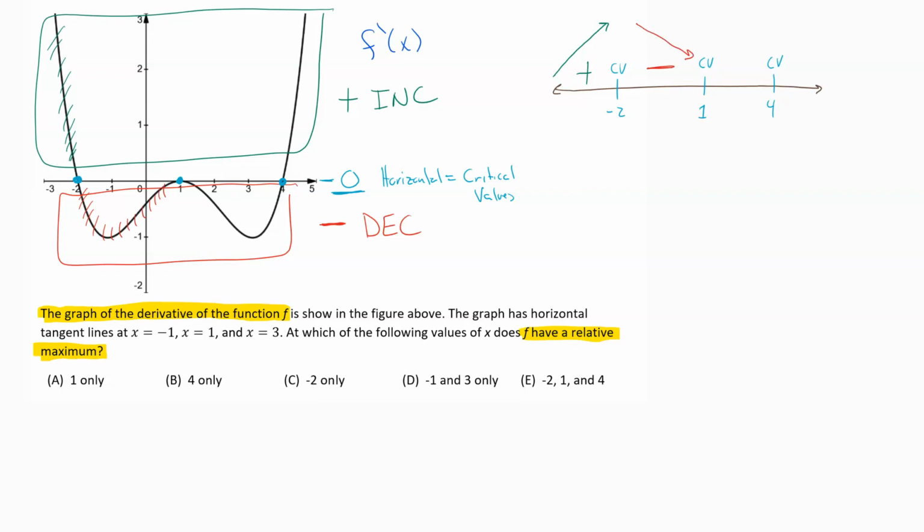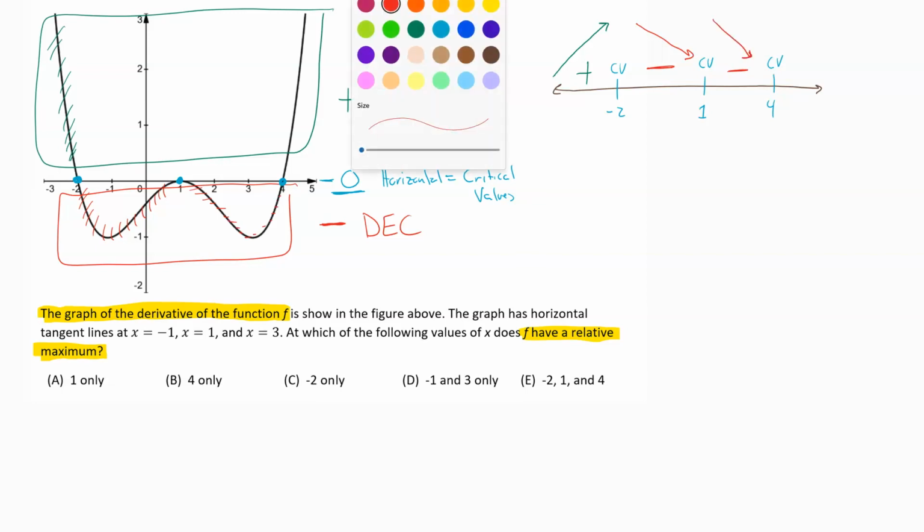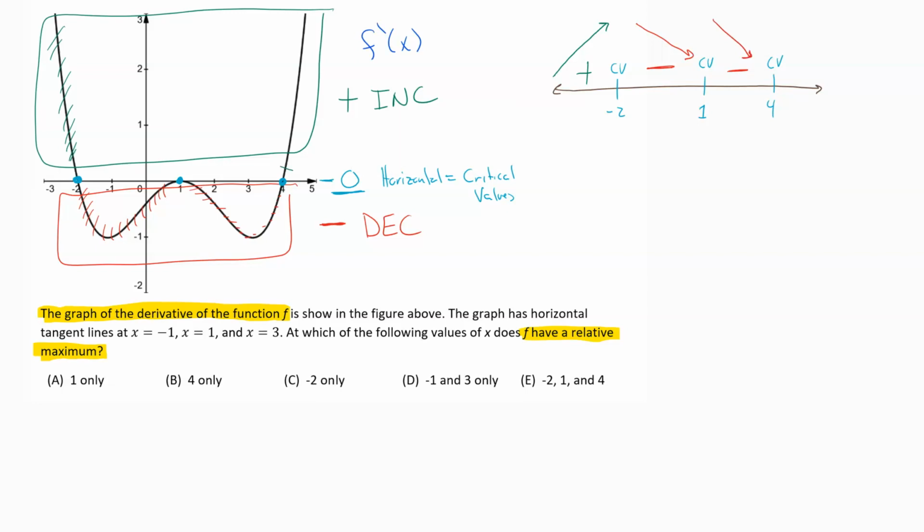Then between 1 and 4, it actually stays down in the negative. So all that section is still down in the negative space. So that is negative and still decreasing across there. And then after that, after 4, after my last critical value, I'm back up into the positive here. That's a positive first derivative, and there's where my graph is increasing.